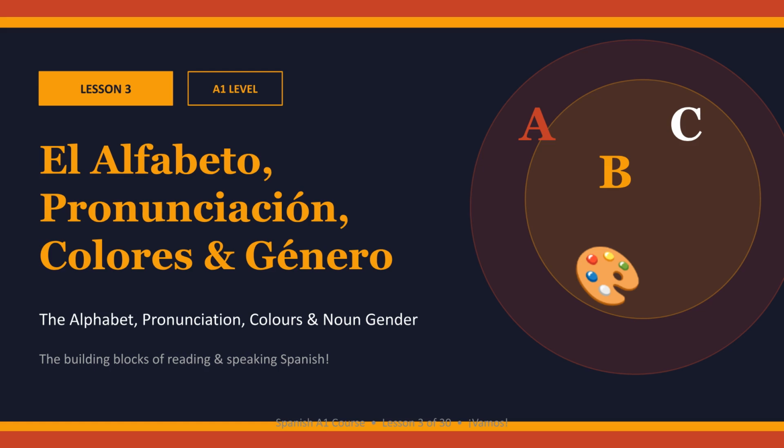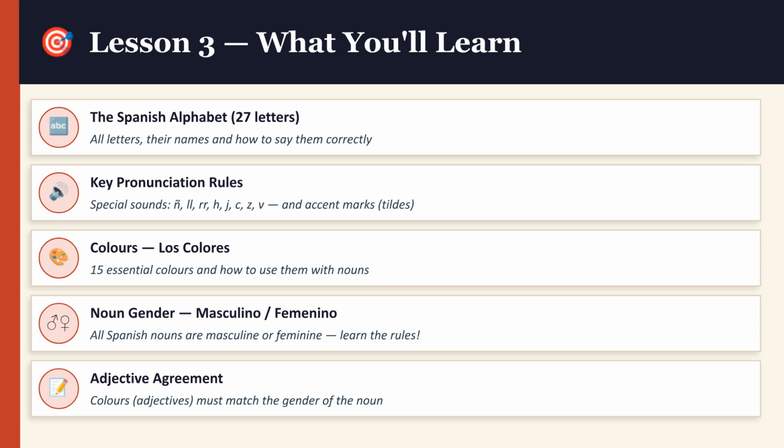Today we will focus on el alfabeto, pronunciación, colores, and género. We'll cover the building blocks of reading and speaking Spanish: the alphabet, pronunciation, colors, and noun gender. In this lesson, you will learn the 27 letters of the Spanish alphabet and how to pronounce them correctly.